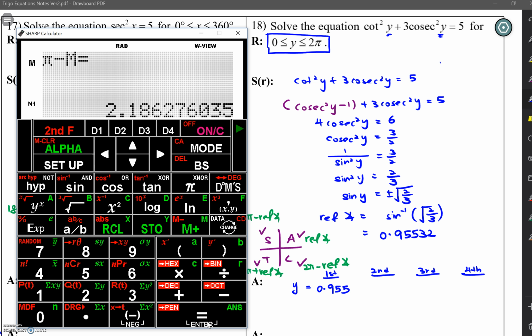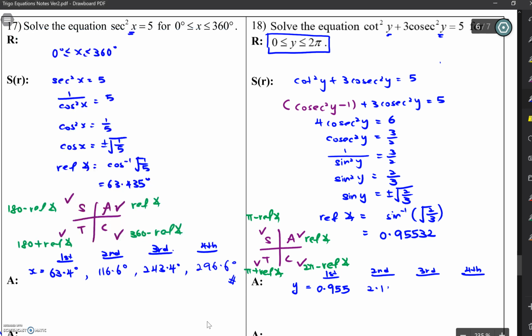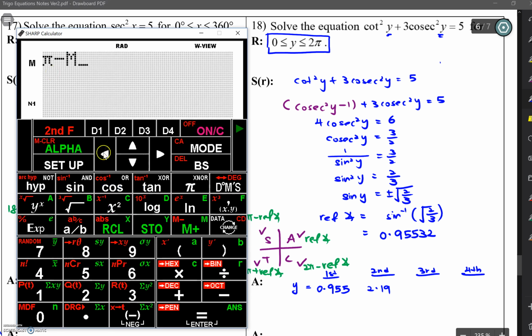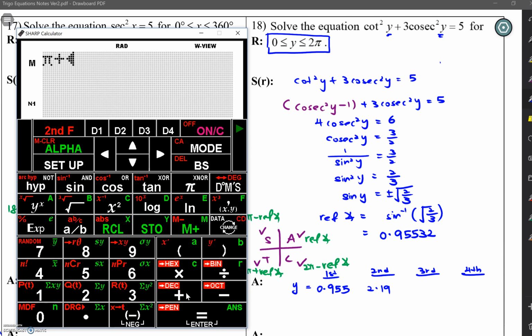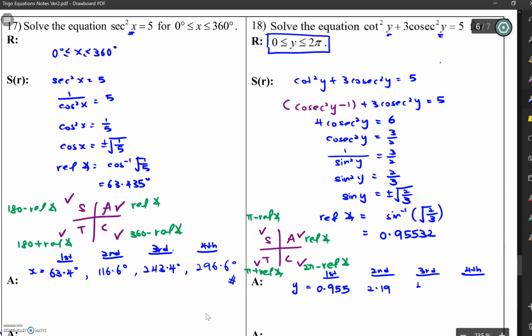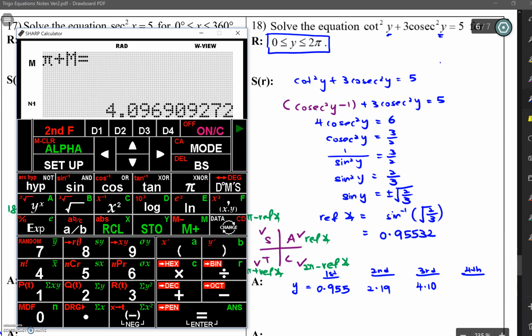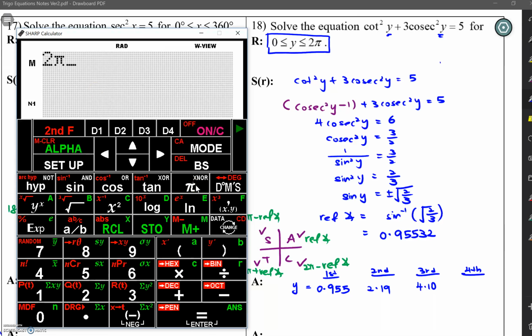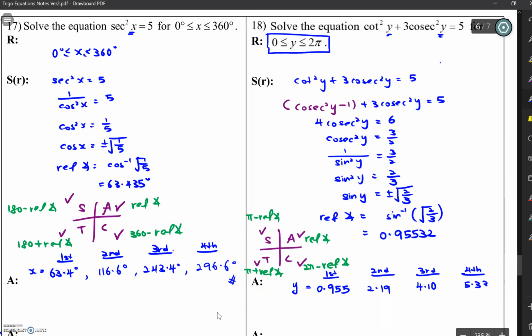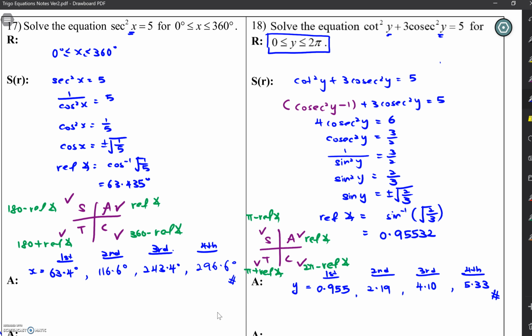For the second quadrant, I just need to take pi minus recall memory, and I'll write it as 2.19. Third quadrant, it's pi plus memory, which gives me 4.10. And the fourth quadrant is just 2 pi minus recall memory, which is 5.33. Since this is my final answer already, I'll just put commas and it's already in ascending order within the range of 0 to 2 pi. That will be your final answer.